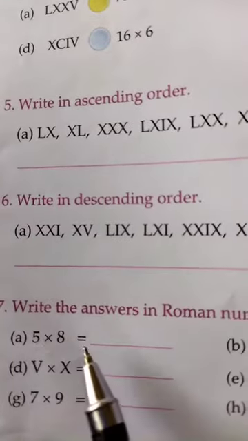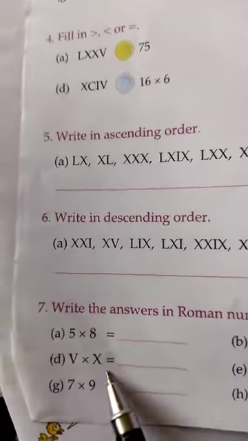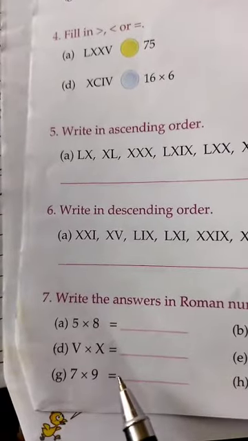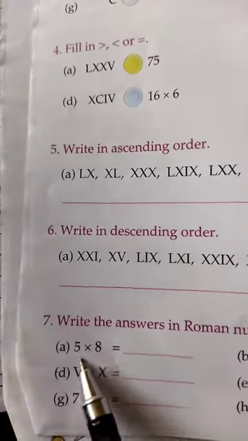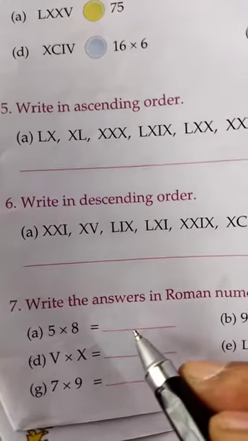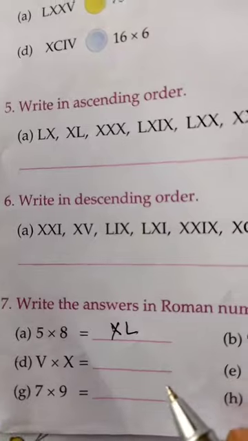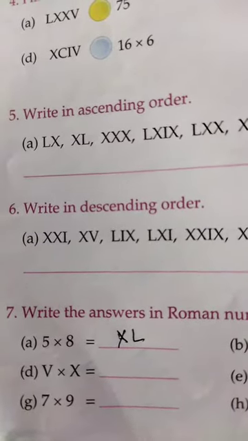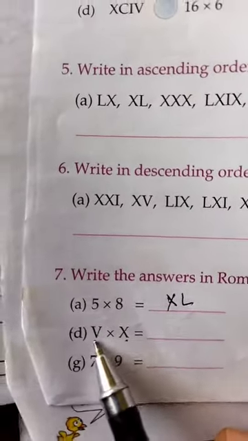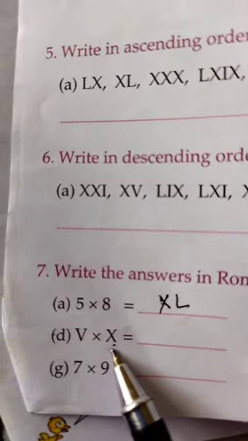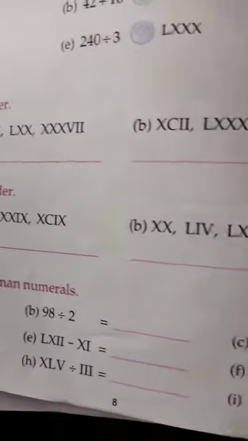Now see question 7: write the answers in Roman numerals. First of all, we have to solve this. After solving, whatever we get, we have to write that in Roman numerals. Like 5 into 8, the answer is 40. We have to write it in Roman numerals. So how is 40 written? XL. Like this. This is your answer. See, in the next part, this is 5 and this is 10, so 5 tens are 50. And how do you write 50 in Roman numerals? Like this, L. This will be your answer. So in this way you have to solve the remaining part also.